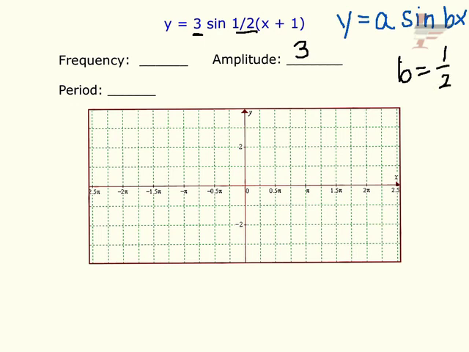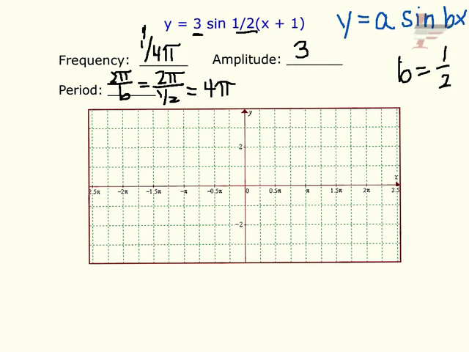B is 1/2. Period, and you have to know this, is 2 pi divided by B. So in my case, that's 2 pi divided by 1/2, which is going to be 4 pi. So we have a very large period that one cycle will fit in. And frequency, remember, is just the reciprocal of period. So 1 over 4 pi, which just tells you that one sine wave will occur in 4 pi units of time.